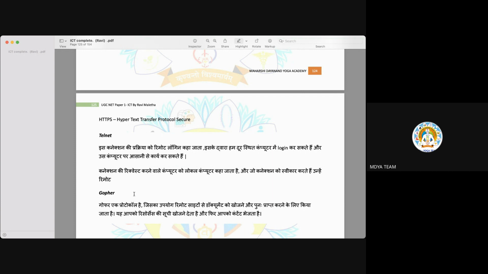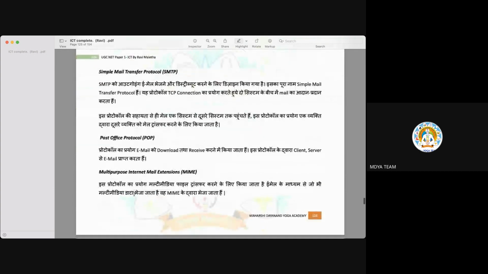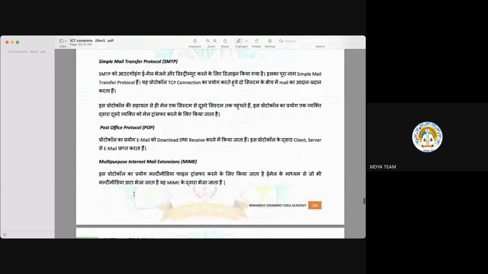Network-based email was initially exchanged on the ARPANET, as an extension to FTP, the file transfer protocol, but it is now carried by SMTP. Earlier it was FTP, now it is SMTP, the Simple Mail Transfer Protocol. So I think this much is enough.